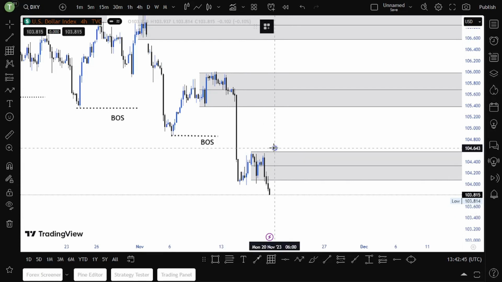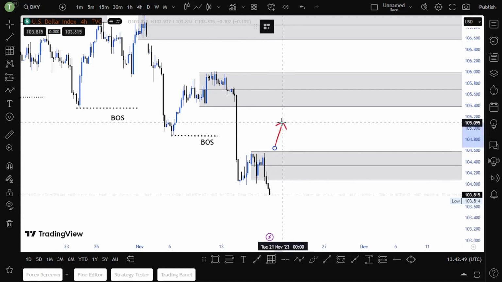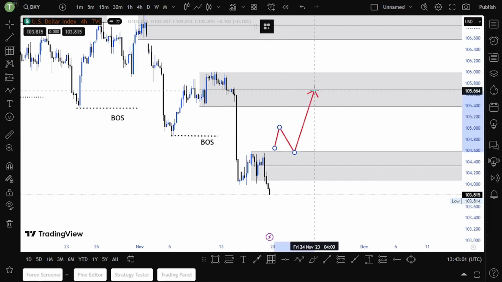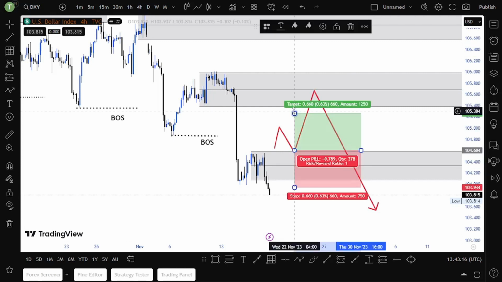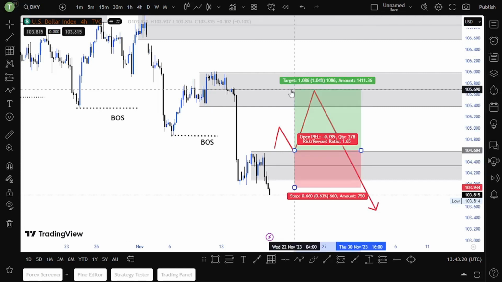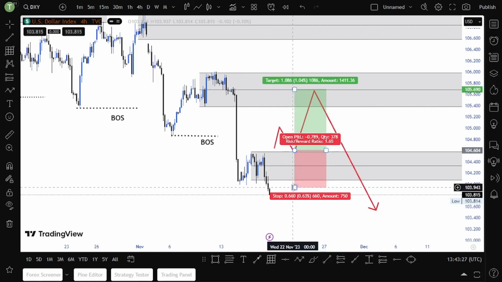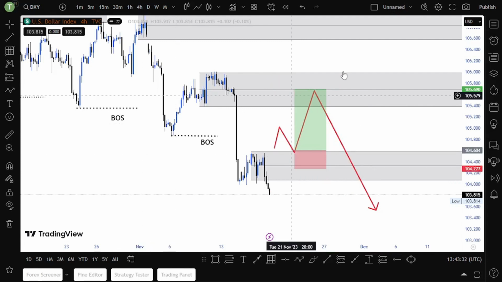So once price breaks this, we could buy here, targeting this supply zone, which is here. That is when buying the DXY pairs. You could buy the DXY pairs into the supply zone.